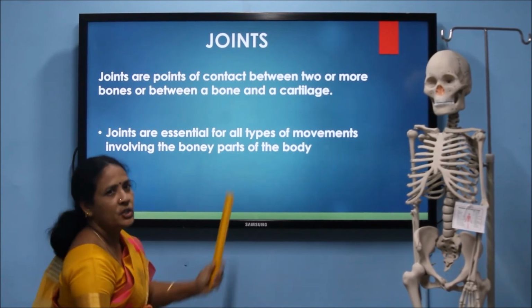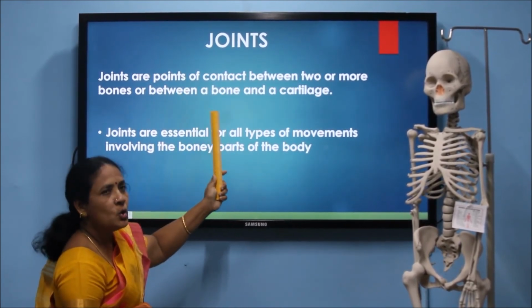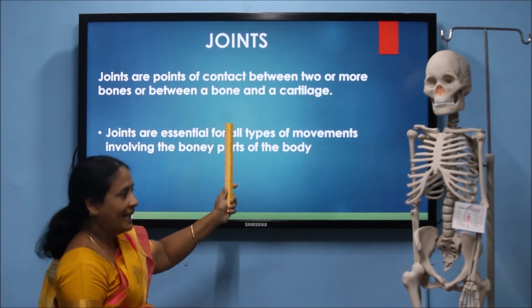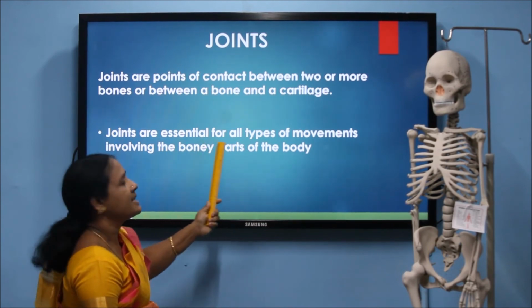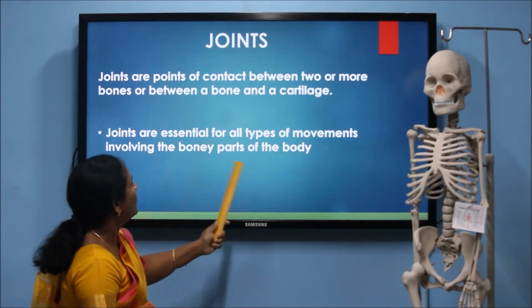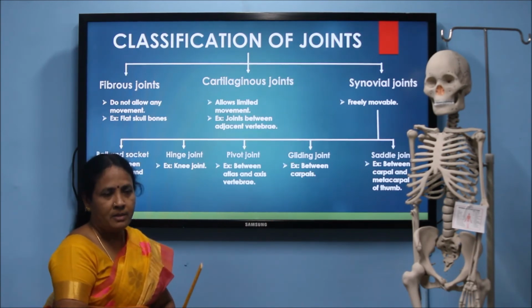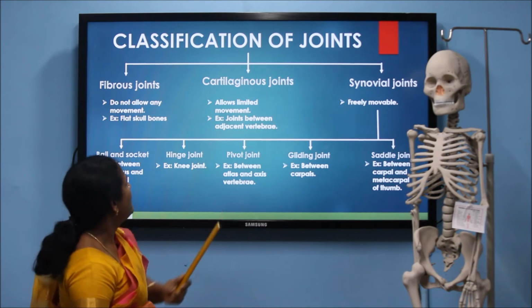Now we will see joints. Joints are the points where two or more bones connect. Such a point is said to be a joint. Joints are essential for all types of movement involving the bony parts of the body. Now we will see the types of joints.